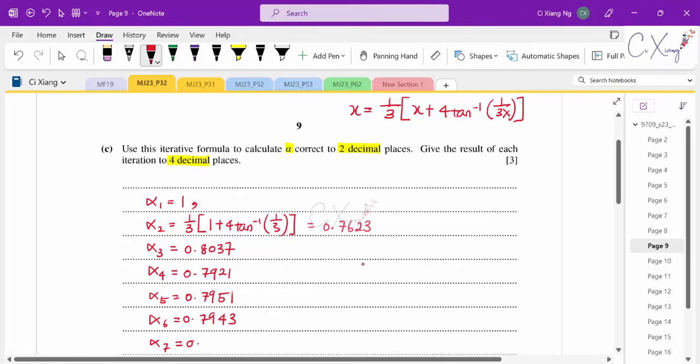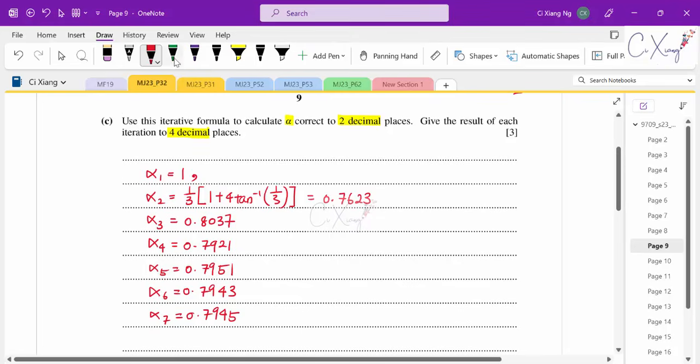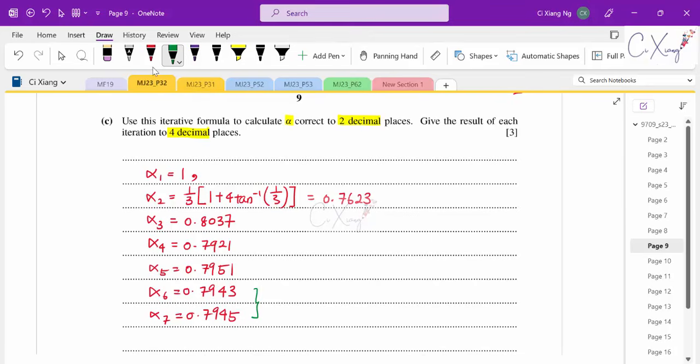So 0.7945. Okay, so if you try to observe the 2 decimal places answer for these 2 alpha, you realize that they are the same, which is 0.79. So after you get a repeated value for 2 decimal places, then you can straight away tell them that the root or the alpha is actually equal to 0.79, correct to 2 decimal places.